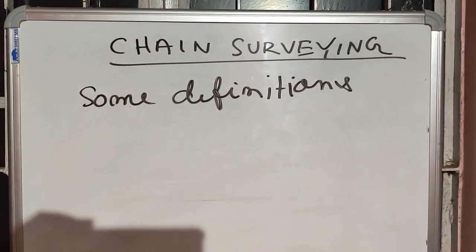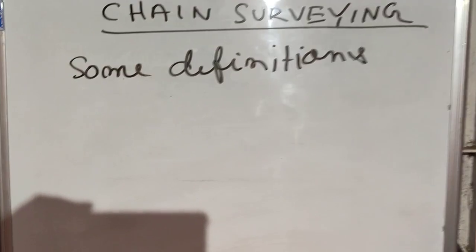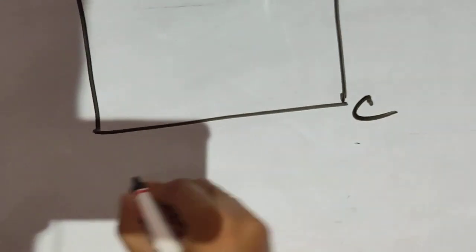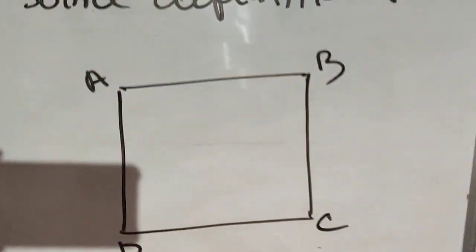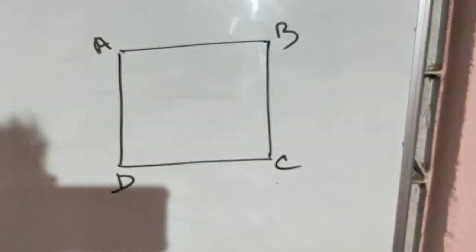So today we will discuss some basic definitions related to chain surveying. Suppose we are doing a surveying work in a plot. Suppose this is one plot where we are doing our chain surveying work, and let's name it ABCD. In this plot we are doing our chain surveying work. Suppose this is a square plot.